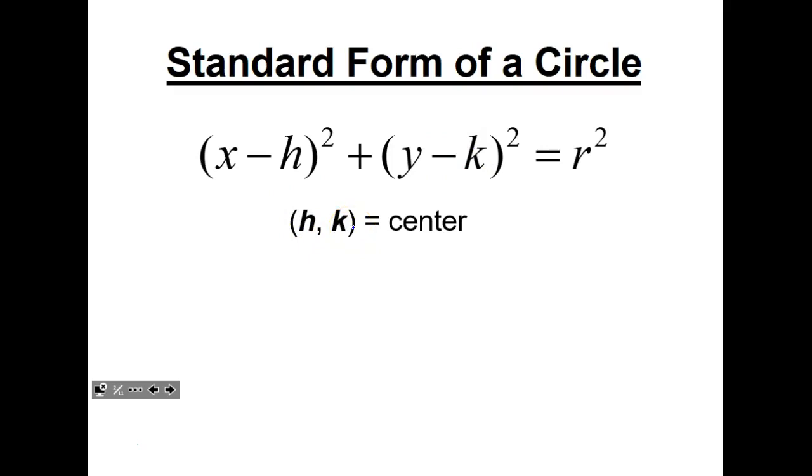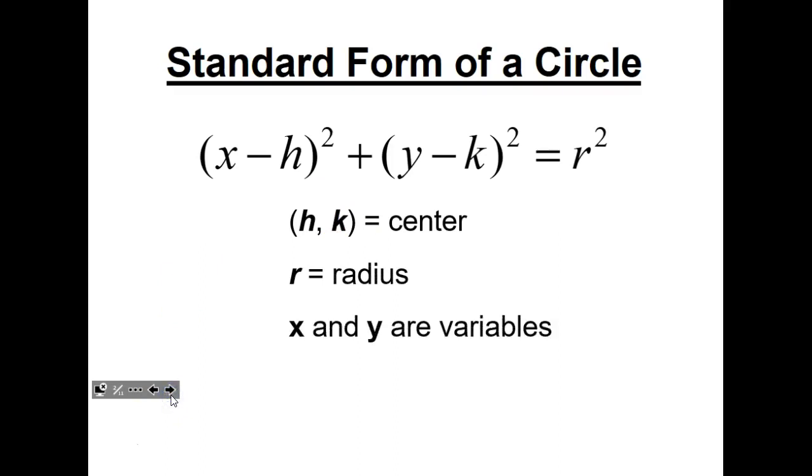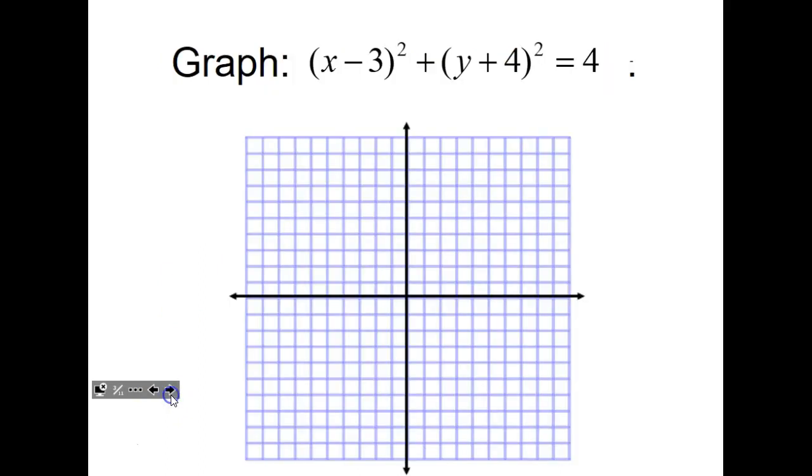Remember whenever we were doing transformations, when we moved our quadratics up, down, left, right, if it was inside of the parentheses, it was the opposite way. So that still applies here. So if you have a negative 2 here, you have a positive 2 for your center. If you have a negative 7 here, positive 7 for your center. R is the radius. X and Y are variables. They are not replaced in the problem.